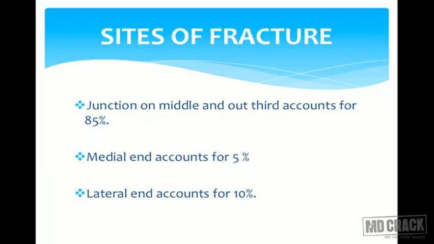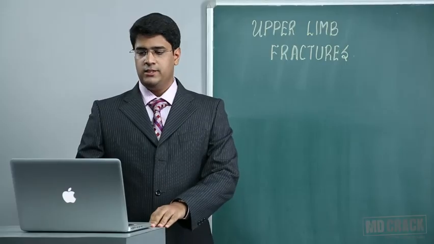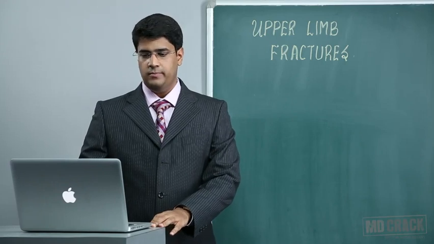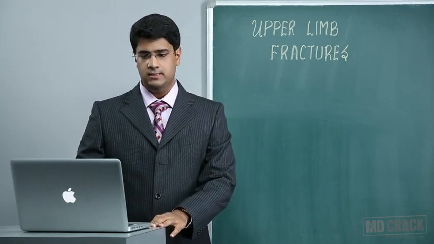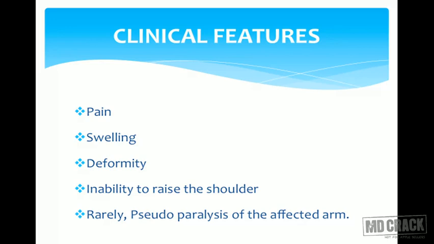As for the sites of fracture, the junction of the middle and outer third accounts for almost 85%, while the medial end accounts for only 5% and the lateral end accounts for 10%. So in this also the MCQ could be that the middle is the part which has the maximum chance of fracture.